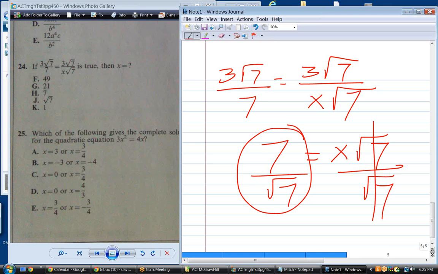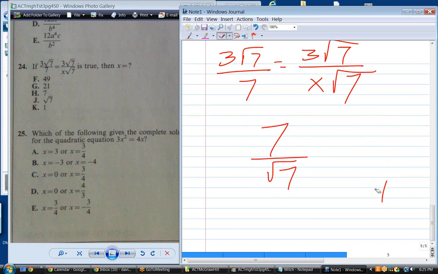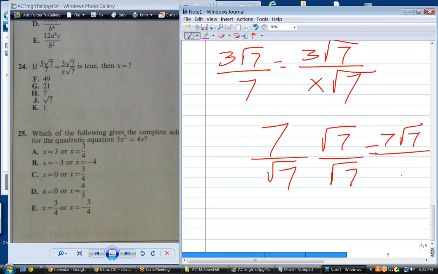Well, that answer isn't on there. Let's rationalize it and see if after rationalizing it, we see our answer. How do I rationalize that? Multiply top and bottom by square root 7. Now I got 7 square root 7 on top. What's the bottom? 7. The 7's cancel. There's my answer.